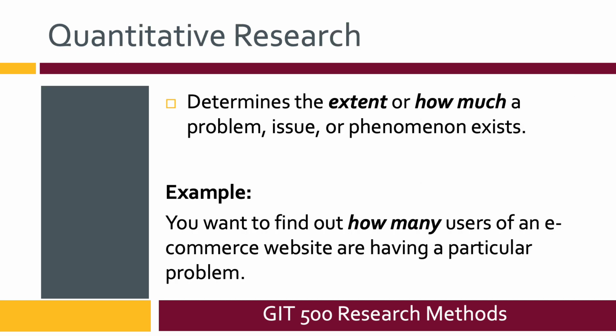Quantitative research is just like it sounds, quantitative. You think quantity, that's how much. So when you do quantitative research, it's determining the extent of something happening, or how much that thing is happening, how much it exists, a problem, an issue, or a phenomena. For example, if you wanted to find out how many users of an e-commerce website are having a particular problem, that's quantitative. How many is quantitative.